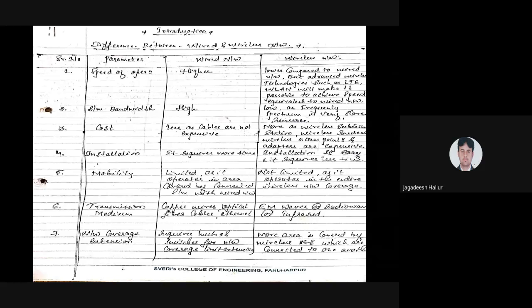The parameters are speed of operation, second is system bandwidth, next is cost. You have to write down these parameters and explain them. If you know the parameters, you can easily write about wired and wireless. You know what the speed of wired is, what the speed of wireless is, what the bandwidth of wired is, what the bandwidth of wireless is, and whether the cost is less or more. You have to write just one point.